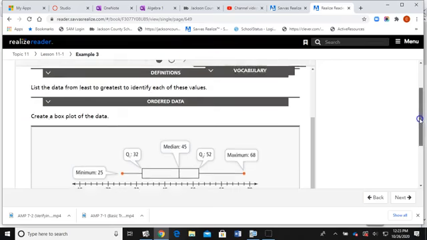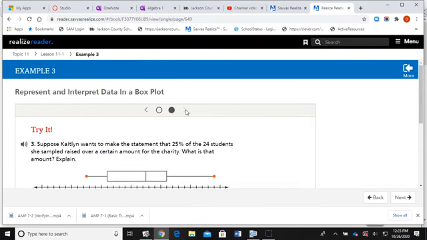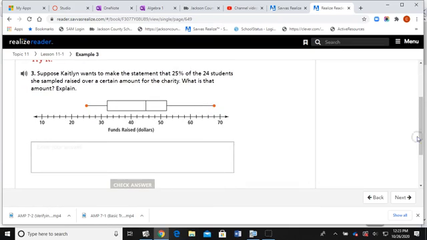Okay? Again, a lot of this is just making sure you can read the chart. Hopefully all of you can read. Suppose Caitlin wants to make the statement that 25% of the 24 students she sampled raised over a certain amount for the charity. What is that amount? How much money did they raise? Or can she say 25% of them raised? How much money? 32.